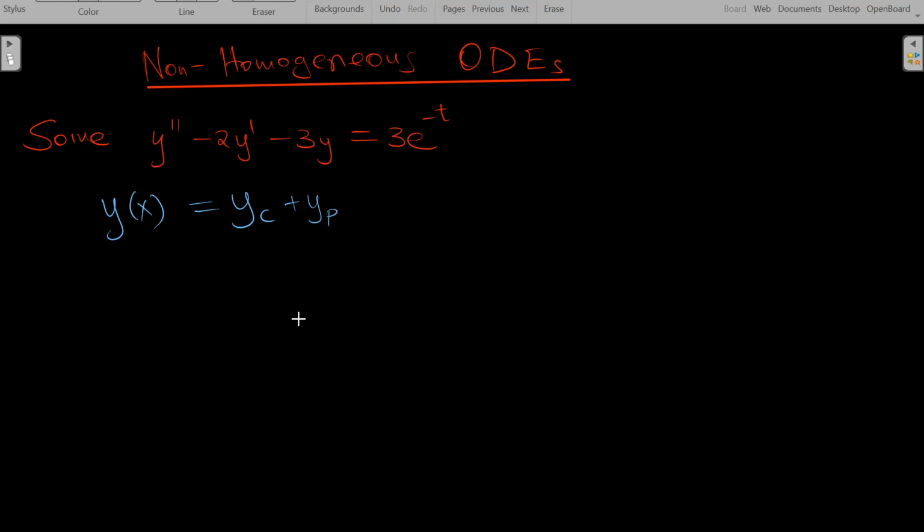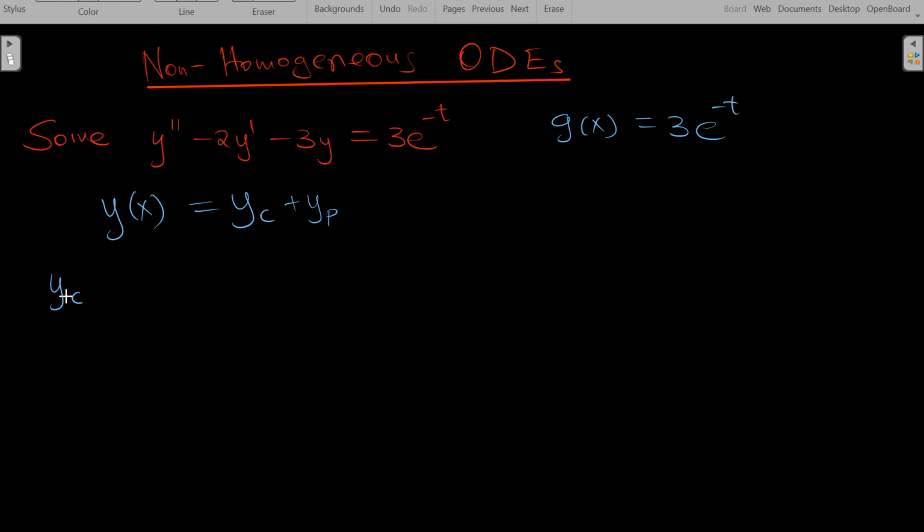Okay, but now how will you solve for this? Yc is just the homogeneous part, and yp represents the non-homogeneity. So our first step is to solve for yc. How will we solve for yc? It's easy. Remember, the forcing function g of x here is 3 e raised to negative t.